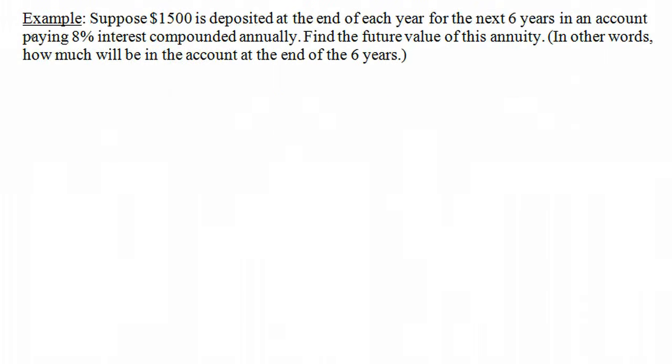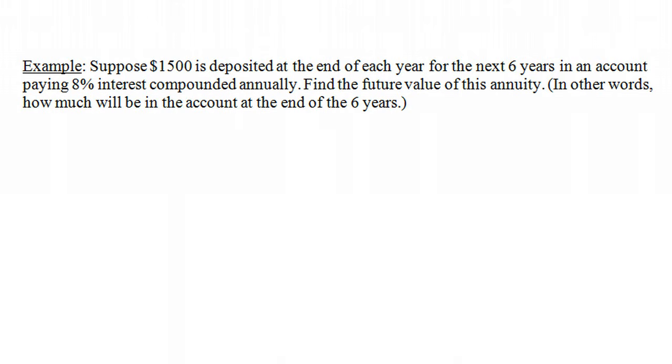Okay, so let's do an actual example. Suppose $1,500 is deposited at the end of each year. So we're making yearly payments, not monthly ones. Suppose $1,500 is deposited at the end of each year for the next 6 years in an account paying 8% interest compounded annually. Find the future value of this annuity. In other words, how much money will be in the account at the end of the 6 years. Now first of all, notice this is an ordinary annuity. It's an annuity because we're putting in the same amount every month, right? $1,500 every month.